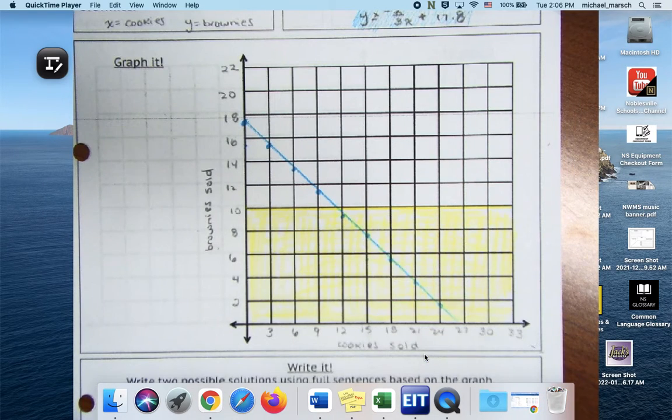Which way am I going to shade for this one? This time it's greater than or equal. Above or below? Above.